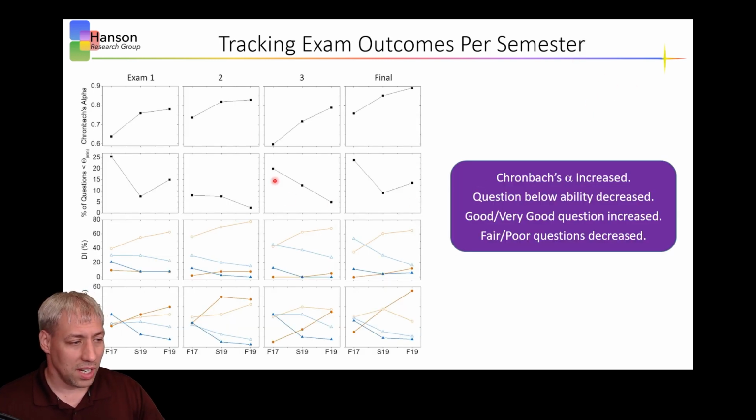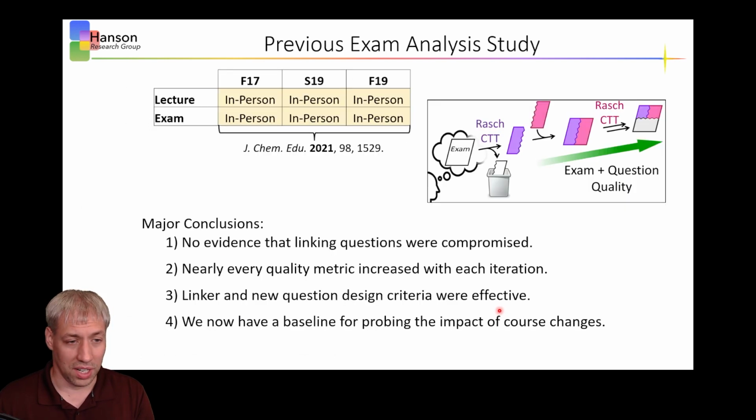Doing this, you can see some of the metric summaries here, like the Cronbach alpha, the reliability index, the percent of questions below student ability, and the point biserial and discrimination index for individual questions. You can see across the board, the good things got better and the bad things decreased. The test reliability dramatically increased. The fraction of good and very good questions went up. The fraction of fair and poor questions went down. So this design strategy worked.